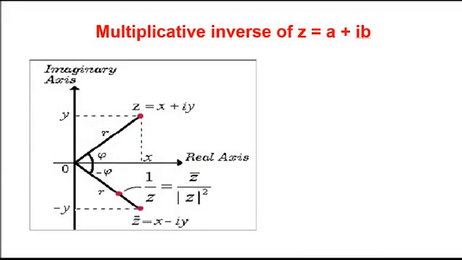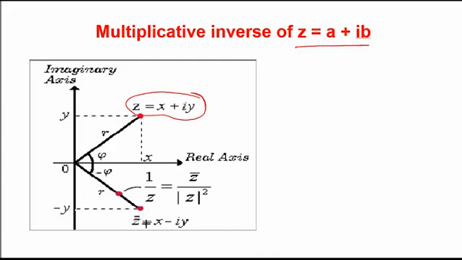Inverse of z. After finding the modulus and conjugate, how do you find the inverse of one particular complex number z is equal to a plus ib? As I have just shown you, the real and imaginary axes, x axis and y axis. Observe that the point, complex number z is equal to x plus iy. What about z bar? x minus iy. That means the image of z is nothing but z bar, or the conjugate of z is nothing but z bar.